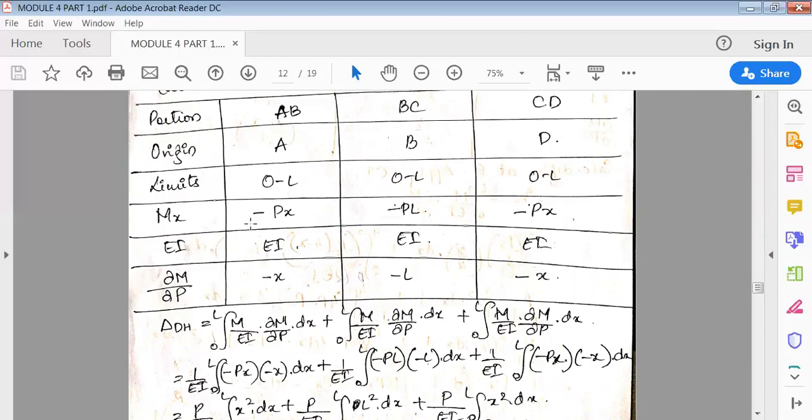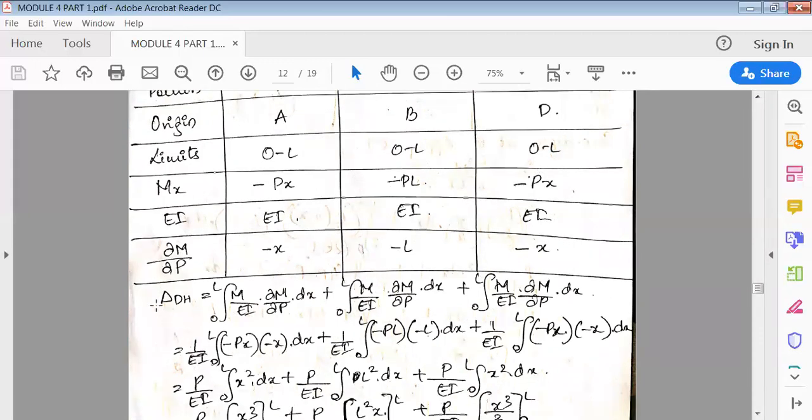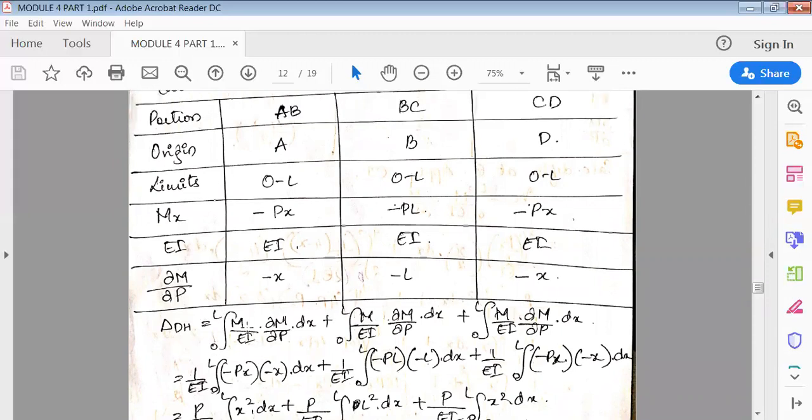Now take these two values, multiply, and put it in the formula. So delta D, delta means deflection at D, which is horizontal, so that's why it's called delta D, H indicates horizontal, is equal to the integral from 0 to L of M over EI into ∂M by ∂P into dx.